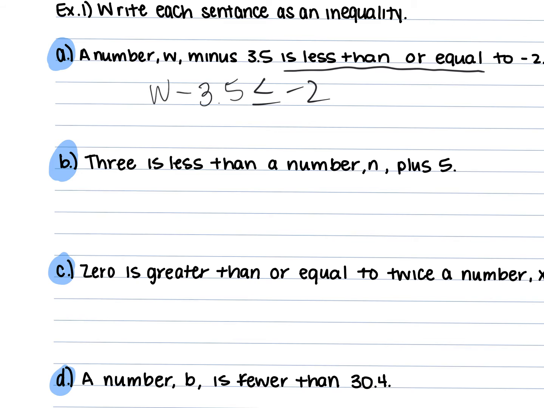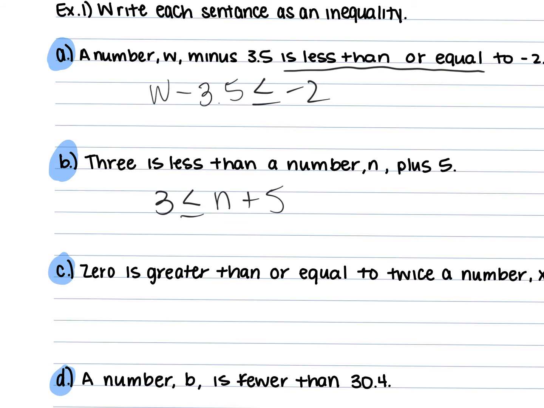3 is less than a number n plus 5. Josh, what do you think? 3, and then you have the less than symbol. Mm-hmm. And then you have n plus 5. Good. I messed up writing mine on the board.